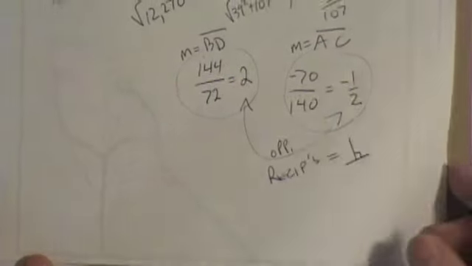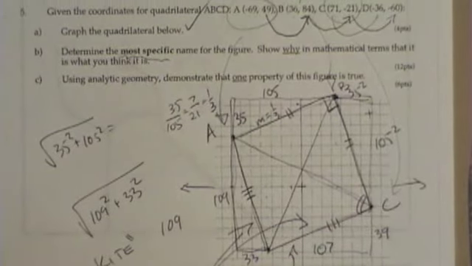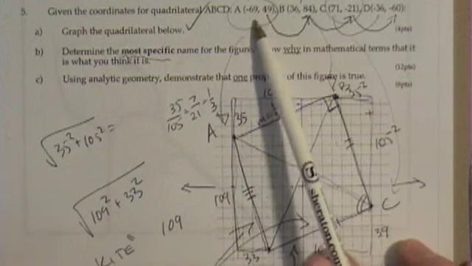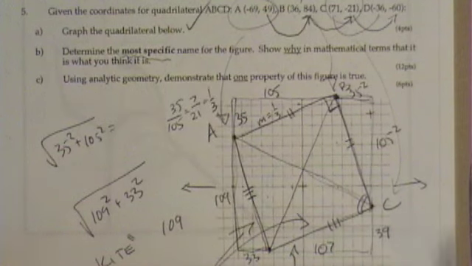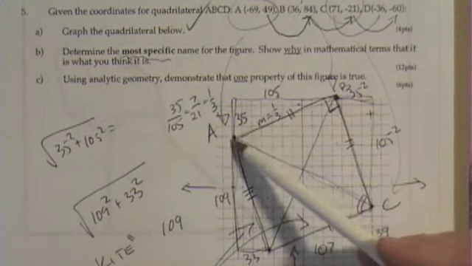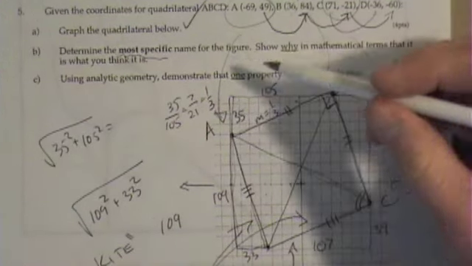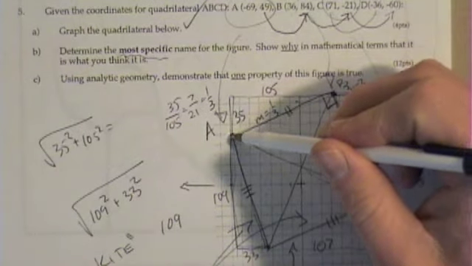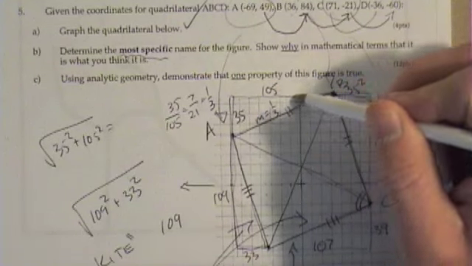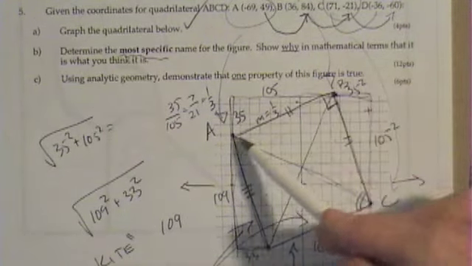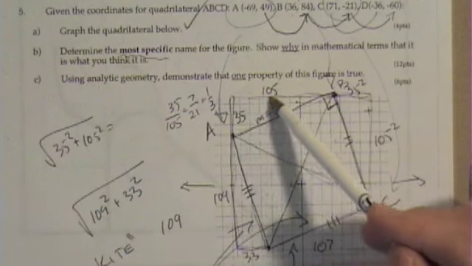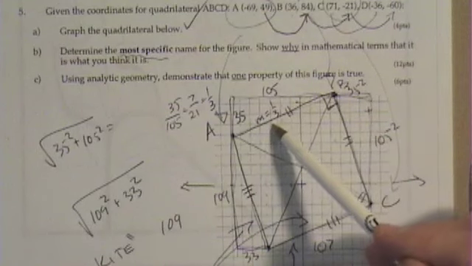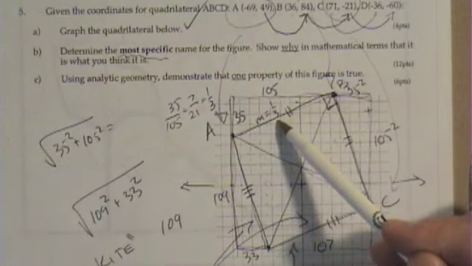Alright, on to the next page here. We're asked, given these large coordinates, to decide what this shape is. Okay, now plot them very carefully, and once you've done that, I would go from point A to B, I would go up and over. That will find the slope, and it'll also help you find the distance. Turns out I go up 35 and over 105 units. That means it has a slope of exactly 1/3.